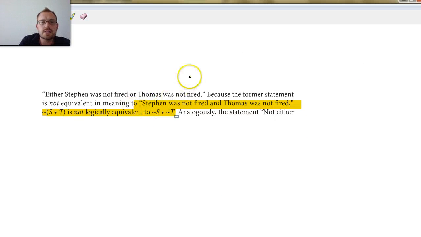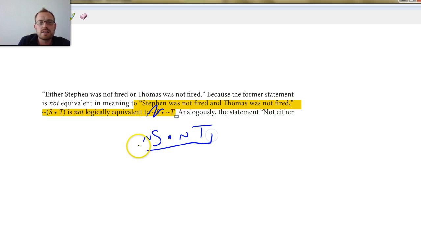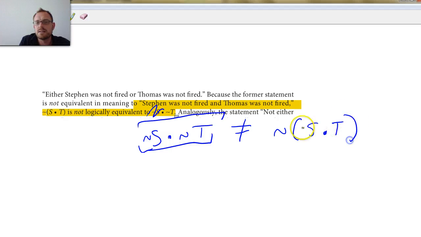So what I wanted to say here is that, Stephen was not fired, so let's say it's not S, and Thomas was not fired. That's how I would write that, right? That's one way of writing it. But what's important here is that this is not the same thing as not S and T, right? These things are not logically equivalent. Why? When I say Stephen was not fired and Thomas was not fired, what am I actually saying? I'm really saying that Stephen and Thomas were not fired. Both of them weren't fired.